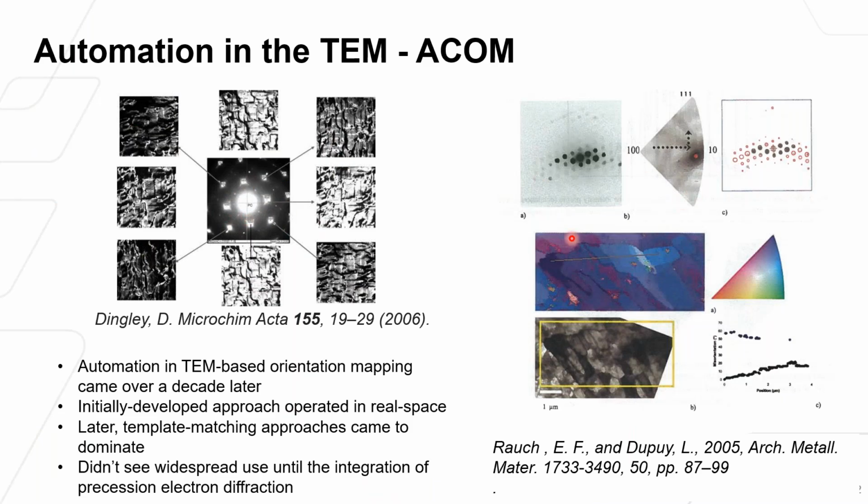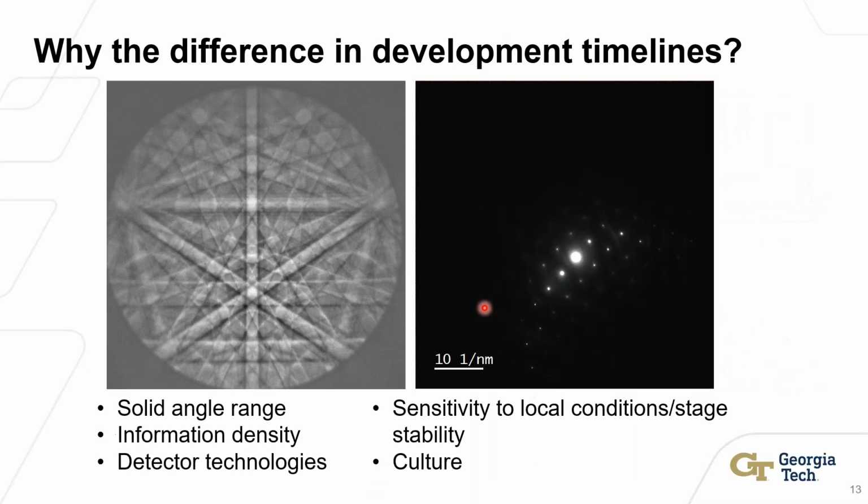And then here we have scanning probe techniques coming online, where you'd raster the electron beam across your sample, collecting thousands of these diffraction patterns and using template matching algorithms to then determine the local orientation state in your material. But again, this is over a decade later than what we saw in terms of EBSD development.